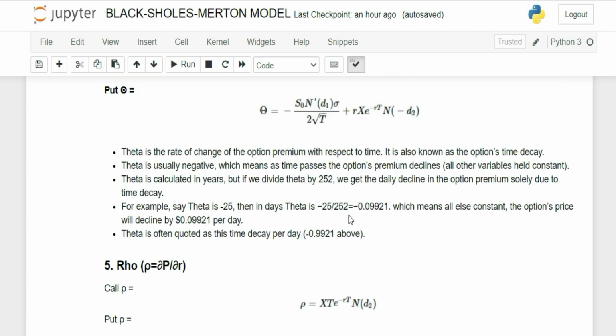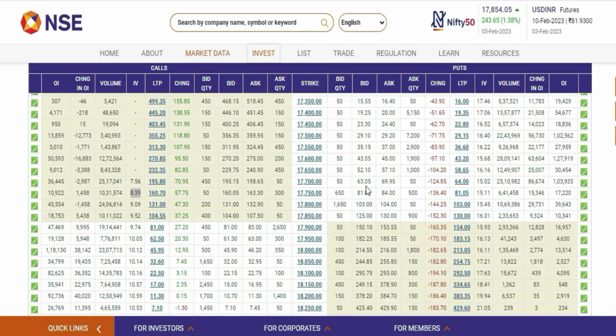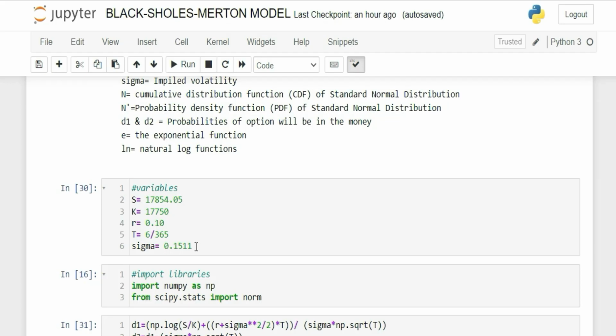So let's quickly change the sigma value now. I'm not going to change IV each time. I'm just going to put this 8.39 as IV. Assume that that's my IV. So 8.39.